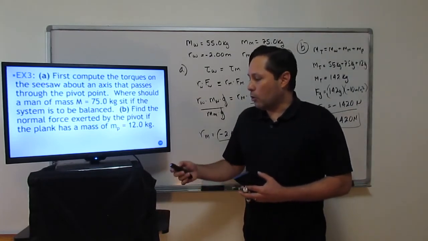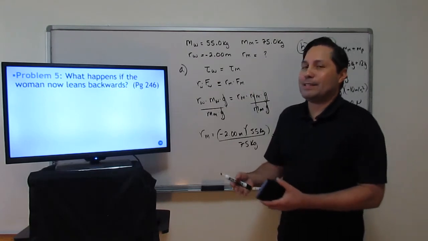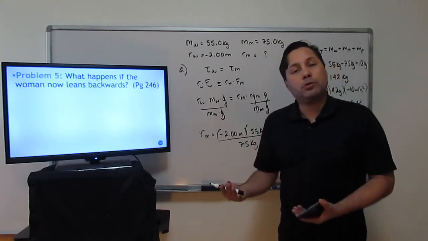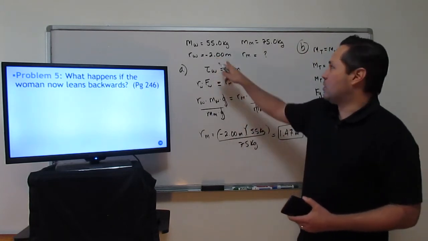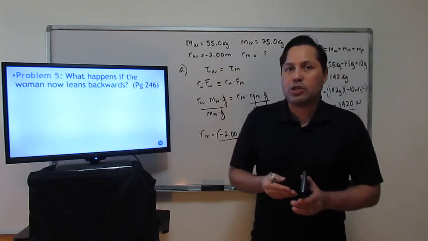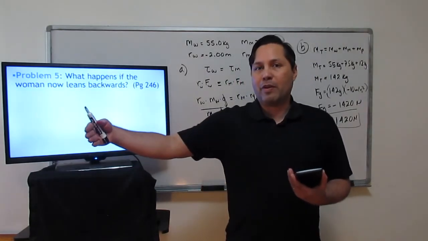Next, let's move along. This one says, what happens if the woman now leans backwards? Will they be able to achieve equilibrium? Now, as she's leaning backwards, she's sitting in the same spot, still at 2 meters, but she leans backwards. So now her center of mass is further away from the pivot point.